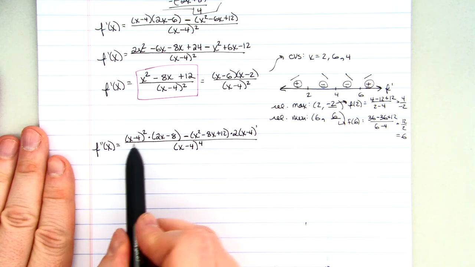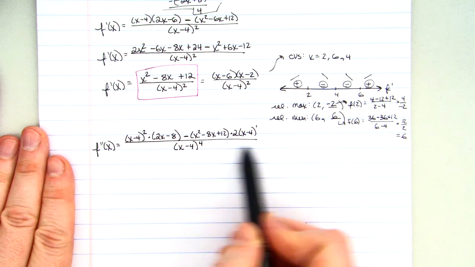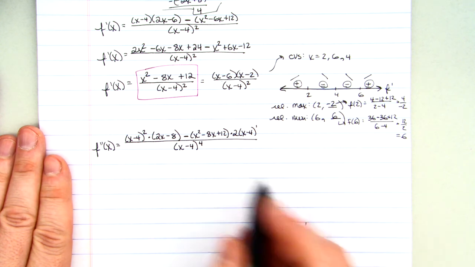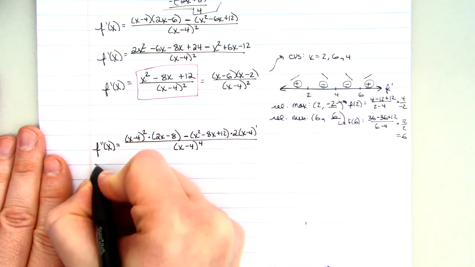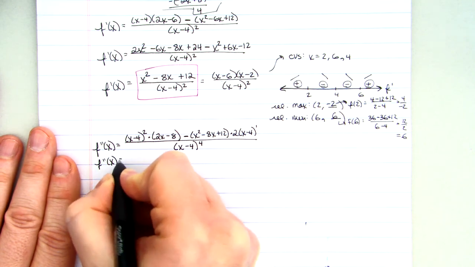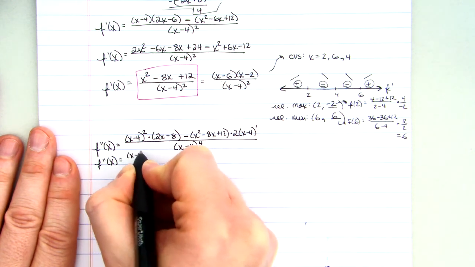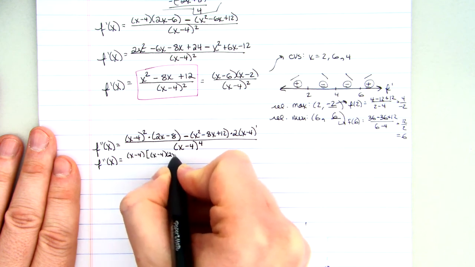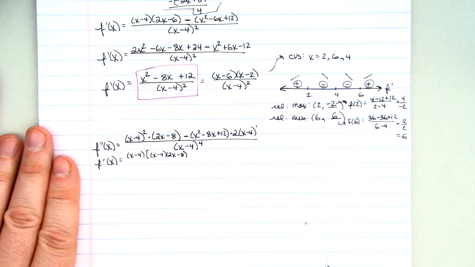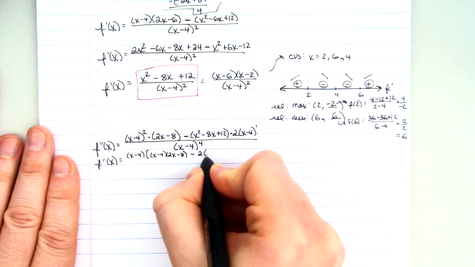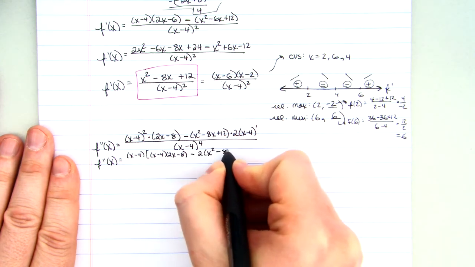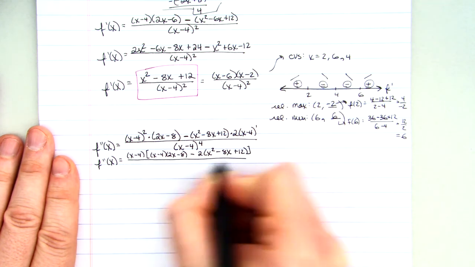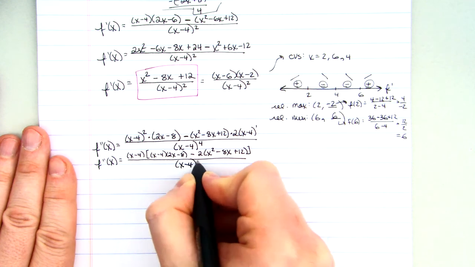I'm going to take out an x minus 4 because I've got an x minus 4 here and an x minus 4 over there. There could be other things I could do, but this will be good enough. So I'm taking out an x minus 4. I'm going to be left with x minus 4 times 2x minus 8 minus 2 times x squared minus 8x plus 12, all over x minus 4 to the fourth. I really should have skipped a line in my notes. Whatever, I'll do that next time.